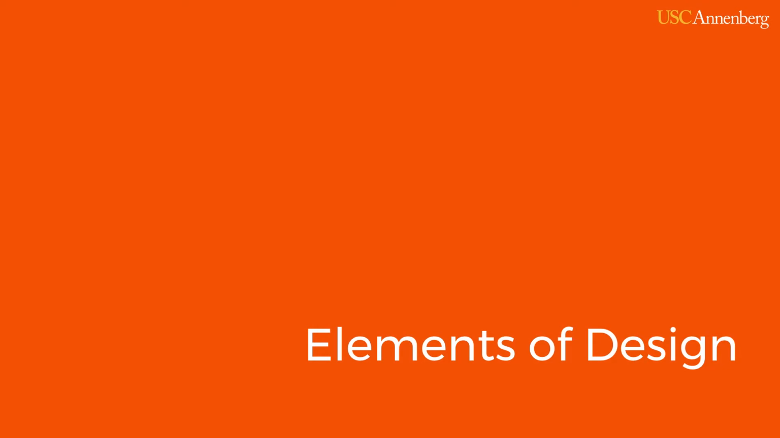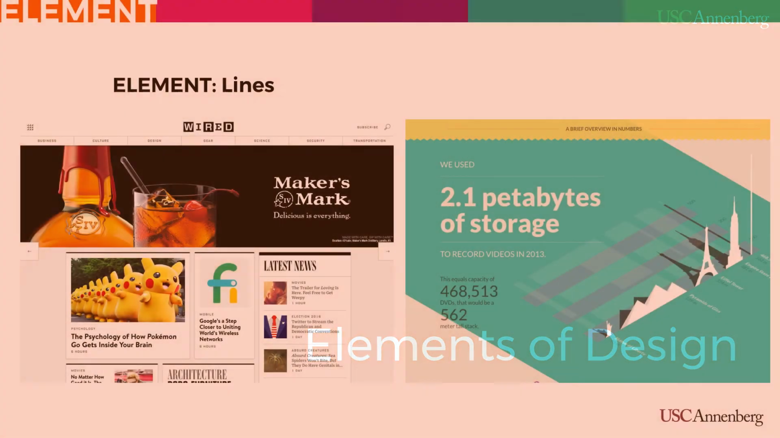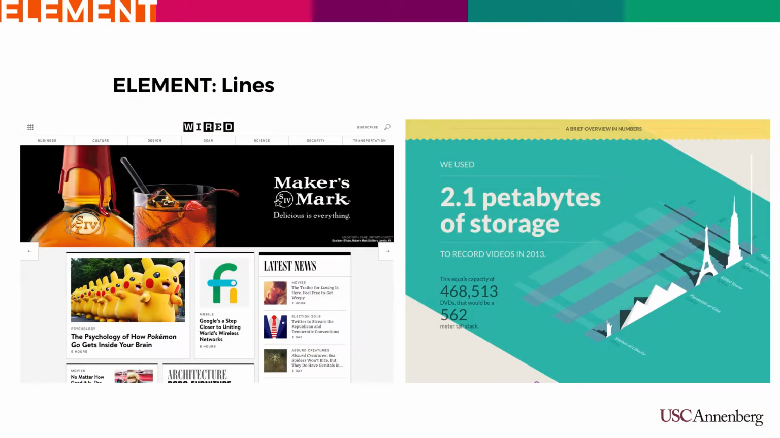First, let's look at the elements, which include lines, shapes, texture, color, and typography. Lines might seem like a simplistic tool, but they're crucial for organizing visual information and setting the tone for design. Horizontal lines evoke feelings of stillness and stability. Vertical lines, on the other hand, are energetic.